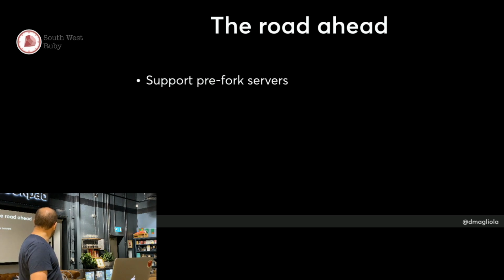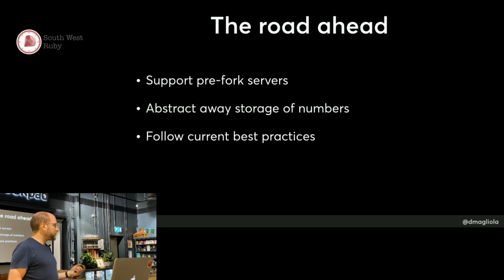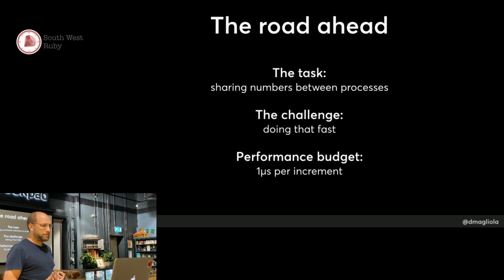So to recap, we were going to rewrite this gem so that it would support prefix servers. We're going to abstract away the storage of numbers. It was going to follow all of the current best practices from Prometheus, and it had to be fast. And basically, this is where we were at. We now need to figure out how we were going to do this in a way that actually solved the problem and stayed under that performance budget.